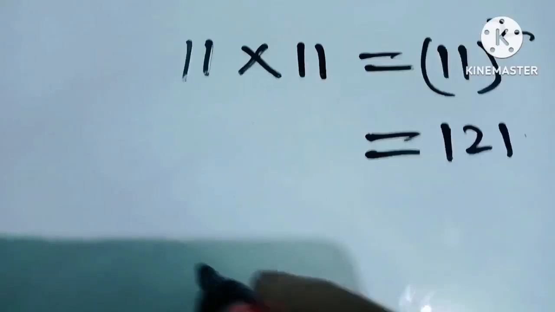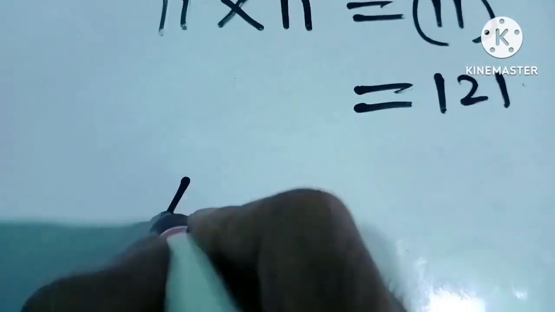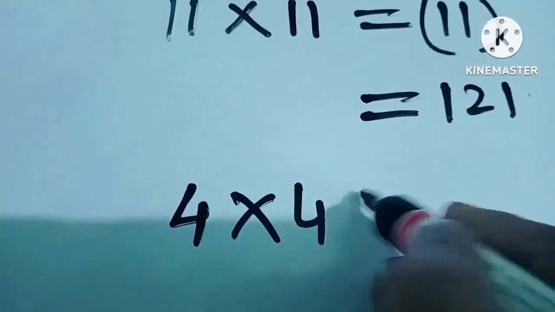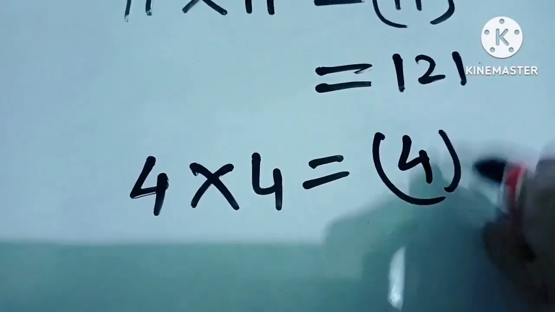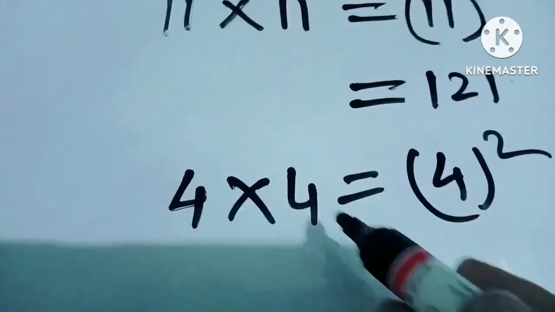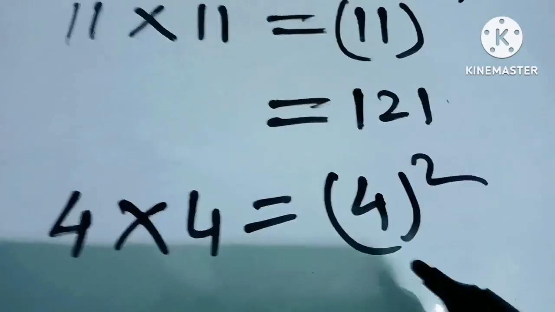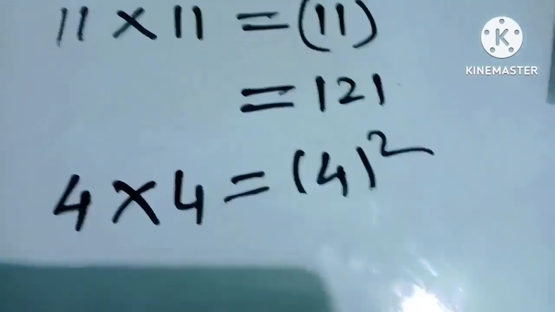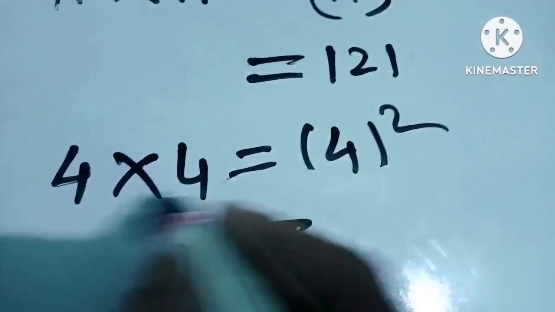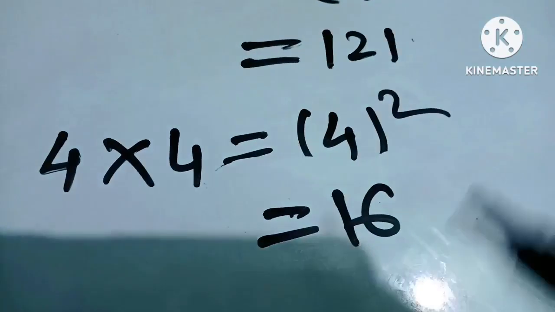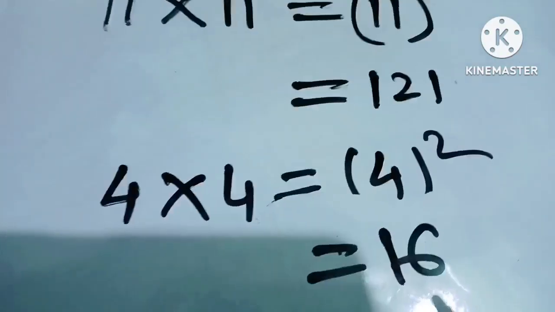And like this, if we take another number, suppose 4 multiply 4 equal to what? 4 square. That means when the number is multiplied by itself 2 times, we can write it as square. So here is 4 square, and the value of 4 square is 4 4s are 16, not 4 2s, it is 4 4s are 16.